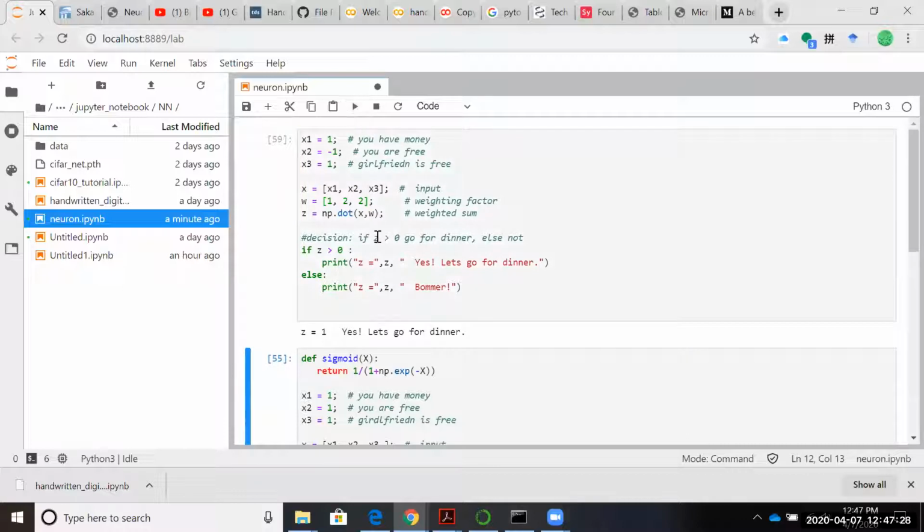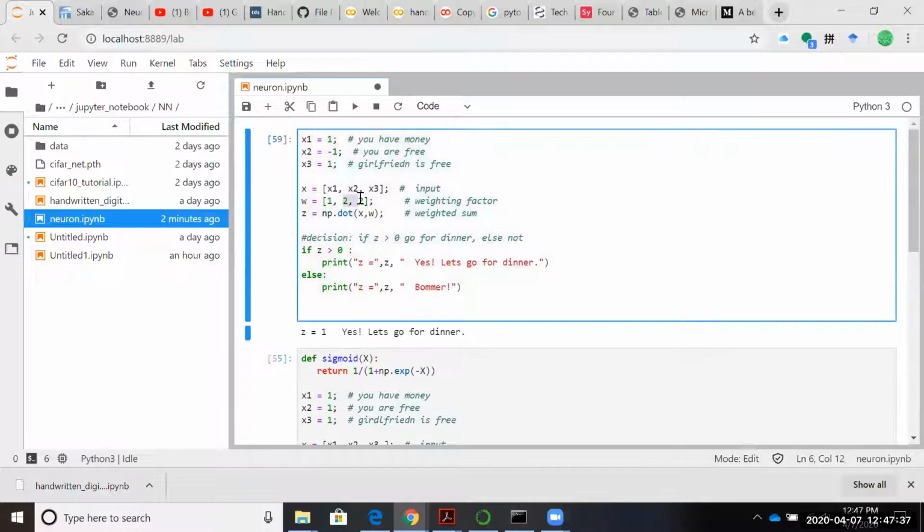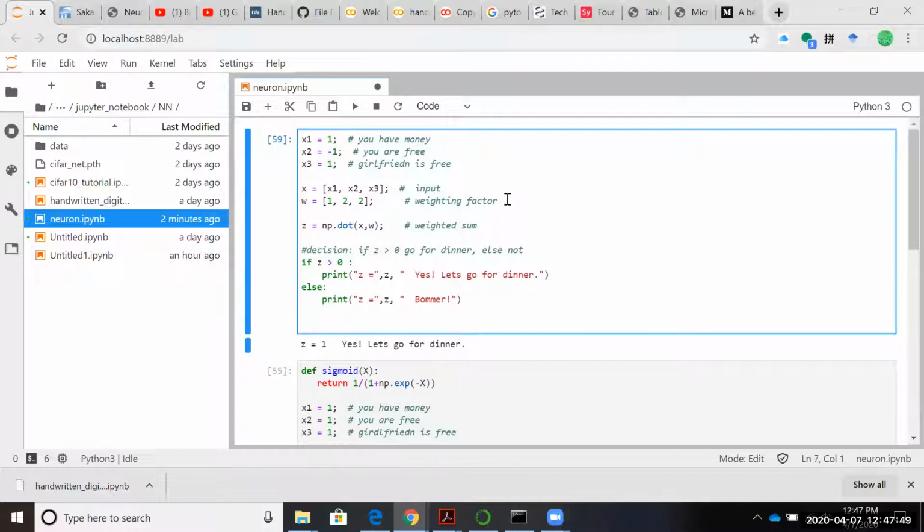Now I still get to go. So you can say this is not good enough. Even after increasing the weighting factor, my net result still gives me 1. The additional thing I can impose is a so-called bias. Let's say I put the bias as -1, and this is a bias factor.